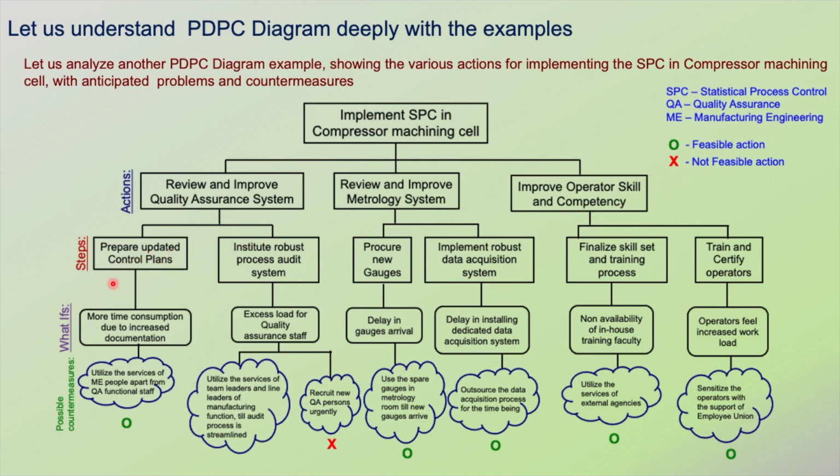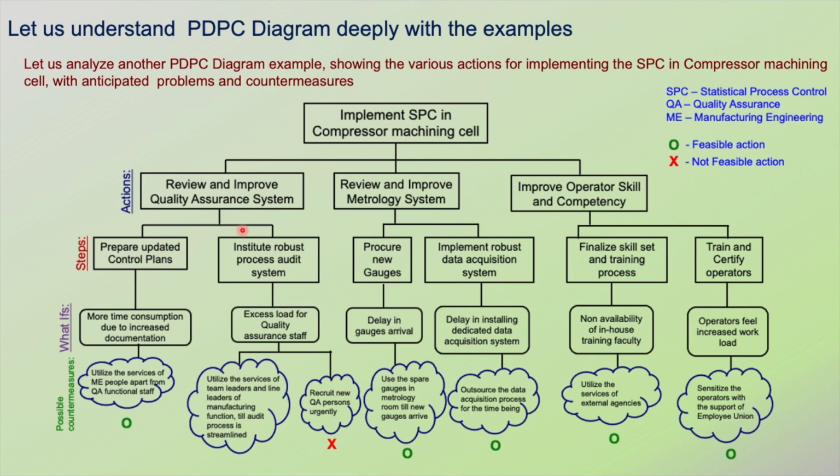So what are all the steps for reviewing and improving quality assurance system? Prepare updated control plans, institute robust process audit system. So what can go wrong in preparing updated control plans? More time consumption due to increased documentation. So what could be the possible countermeasure? Utilize the services of ME, manufacturing engineering people apart from quality assurance functional staff.